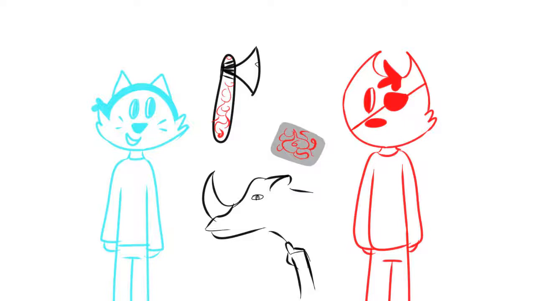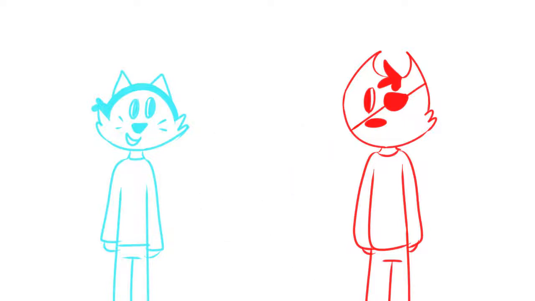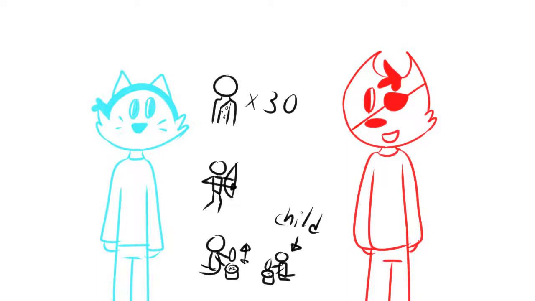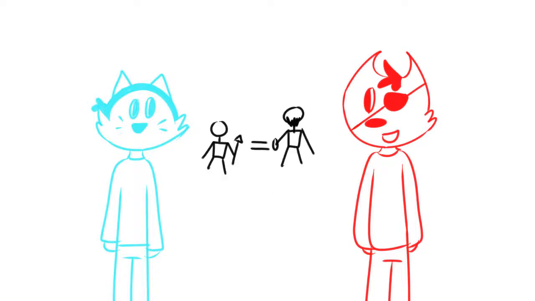Ooh, I've seen some of those on the internet. They're really cool. Did they travel in small or big groups? Smaller bands of about 30 people. Everyone worked, including children. The great part is that everyone was equal because they all had the same goal, survive.